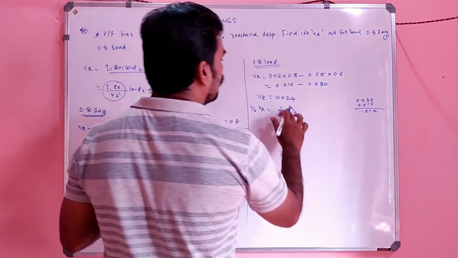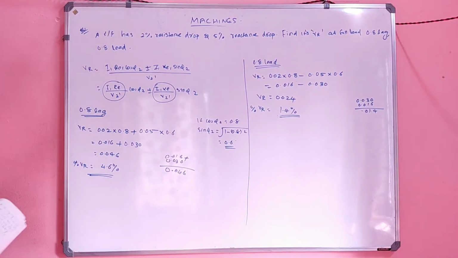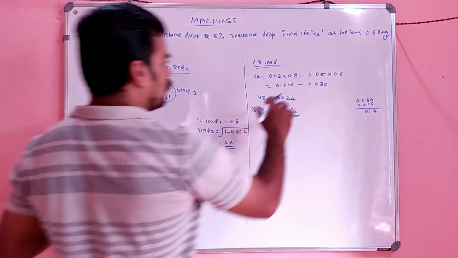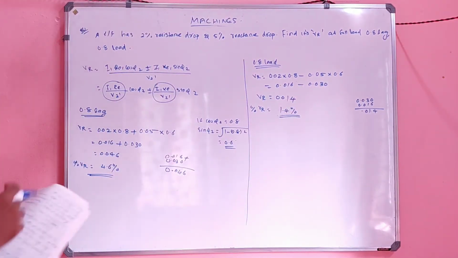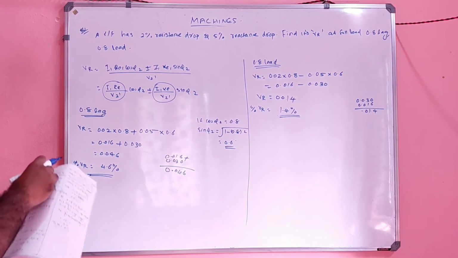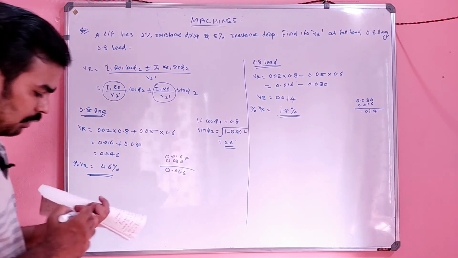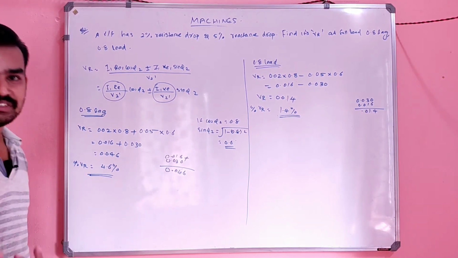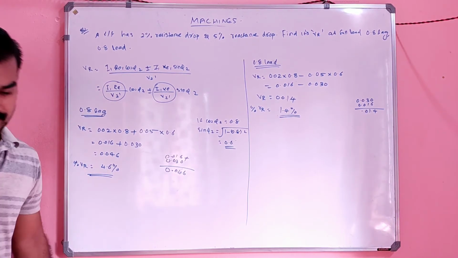10 minus 6 is 4, 2 minus 1 is 1, so 1.4, 0.014 or 1.4%. Am I correct? So that's all about the problem. See how easy it is if it is in percentage. These types of questions you may expect in your examination.